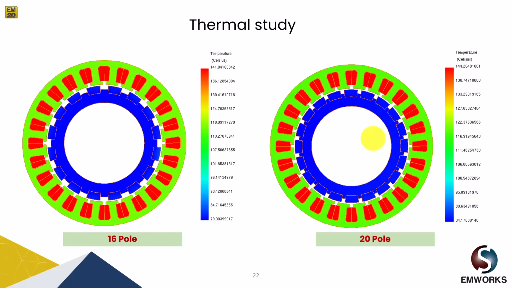Next we have a thermal study done in both cases, for the 16 pole design and the 20 pole design, and more or less the temperatures are almost the same for both motors. We know the heat source is the windings, and we did a steady state analysis where all the windings were excited together to compute the temperature. We can see that the temperatures are well within the limit of the insulation: 144 degrees Celsius in case of 20 pole and 141 degrees Celsius in case of 16 pole.